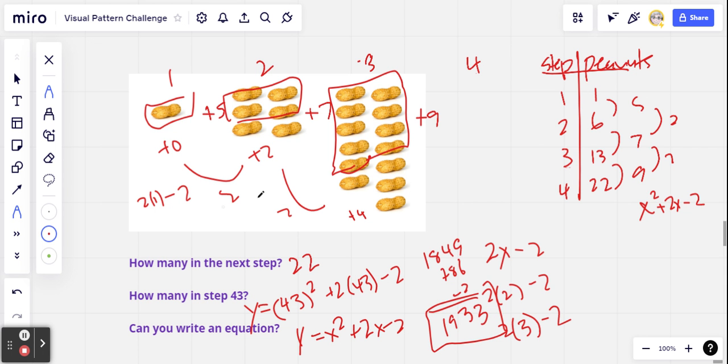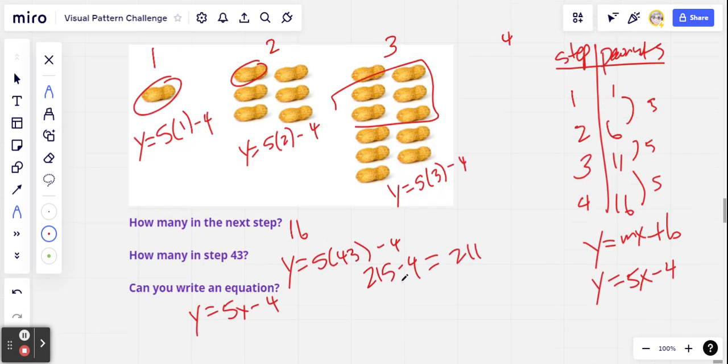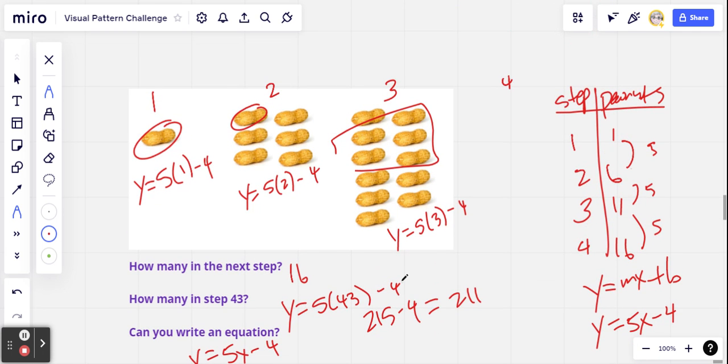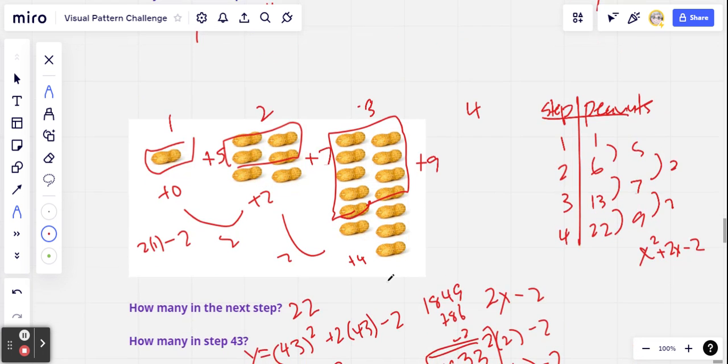Well, how did that go for you? I think that was a pretty difficult one. And it looks very similar to this one here, but the equations are very different.